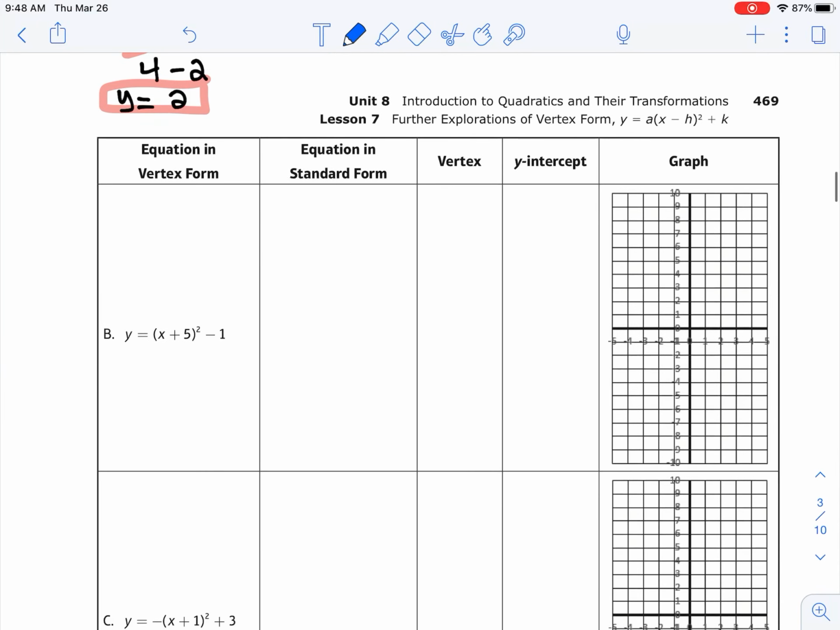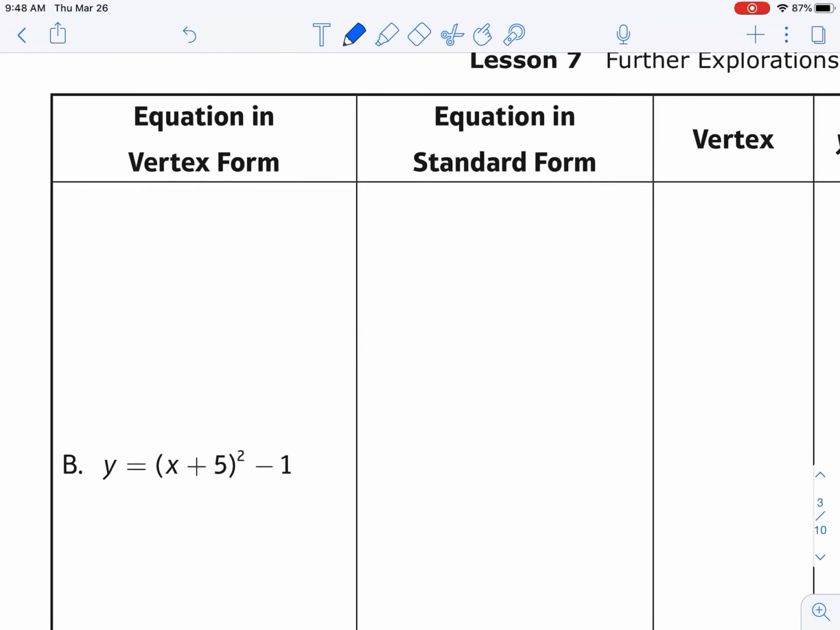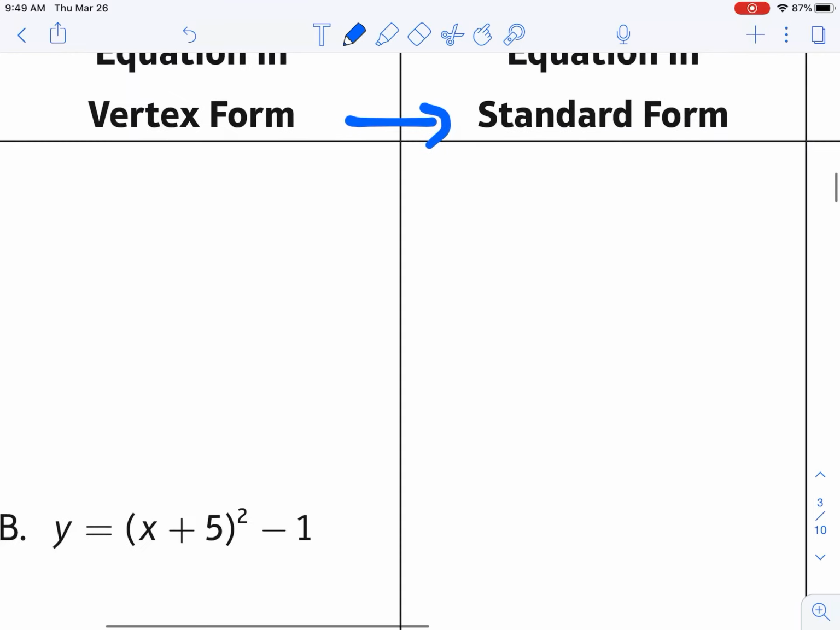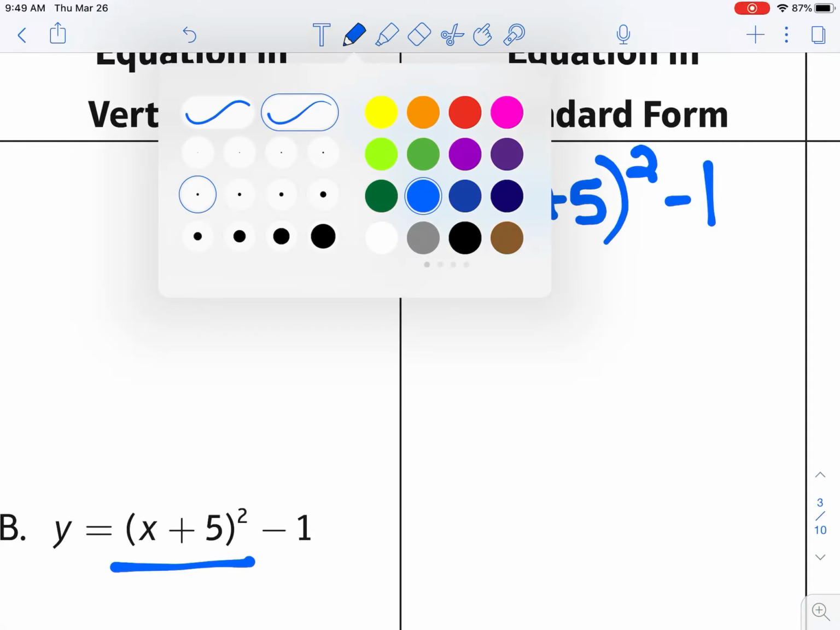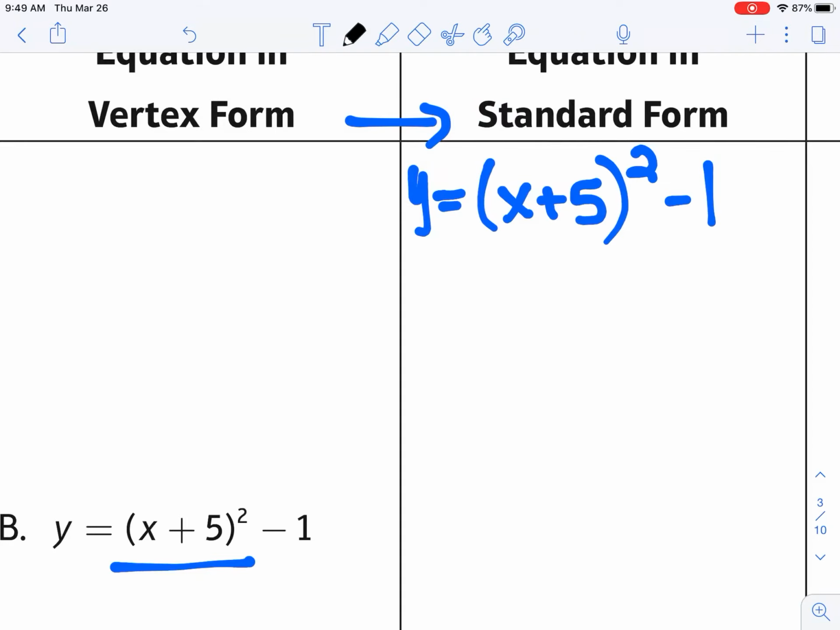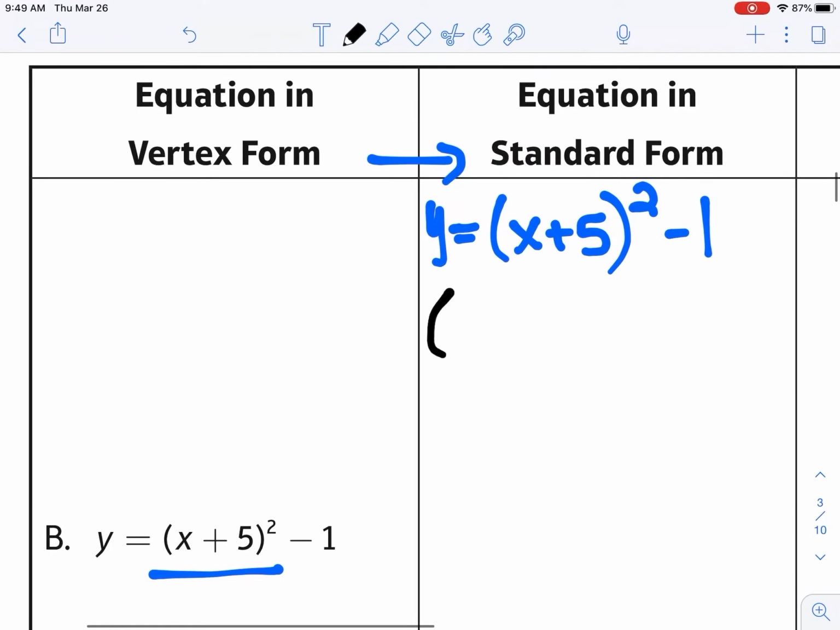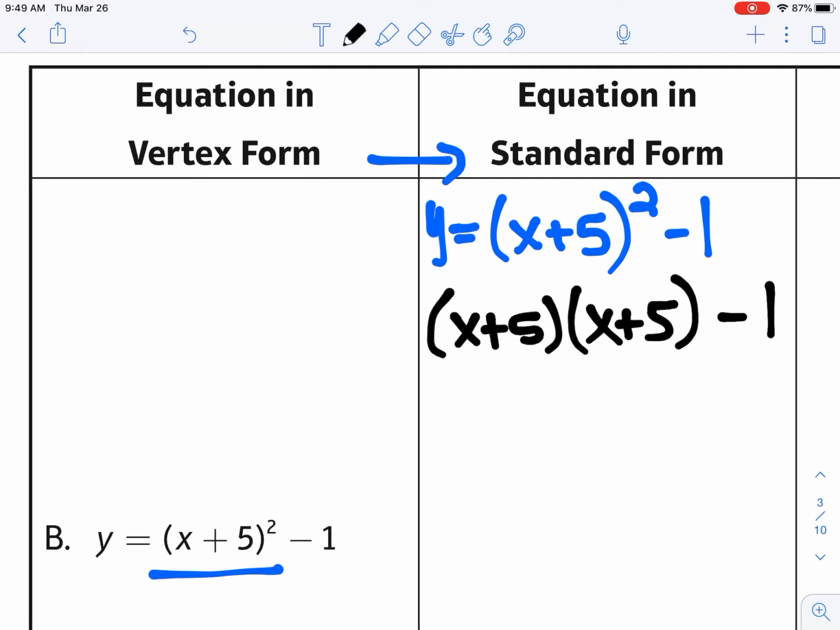Let's take a look at another example. In this case, we're going to start with filling in the table from left to right. So we're going to go from vertex form to standard form. We're going to start by expanding (x + 5)² minus 1. I'm just going to expand this, (x + 5)(x + 5), and then bring down the negative 1.